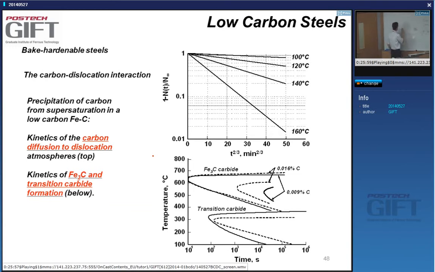So basically, what it means is that if you look at, say, this would be the interstitial carbon content originally, and this is the time at a certain temperature, you will see there'll be two steps in the removal of carbon from the solution. One will usually be the faster one, which is the atmosphere formation, and the second one is carbide formation.